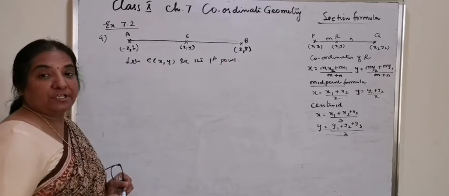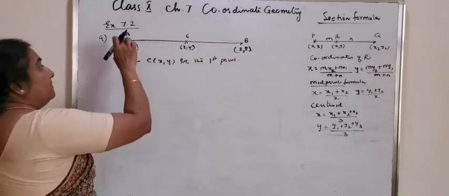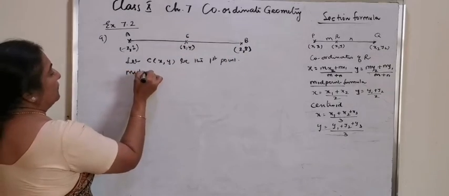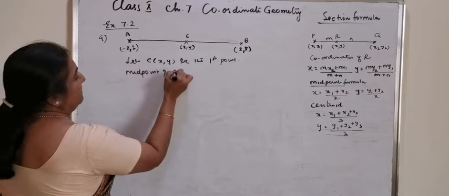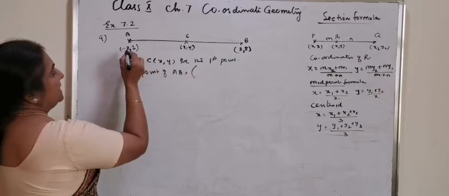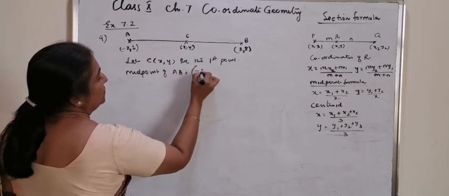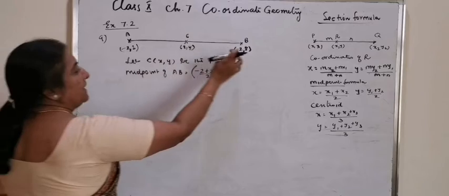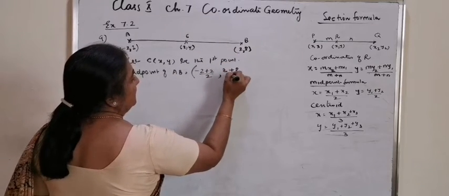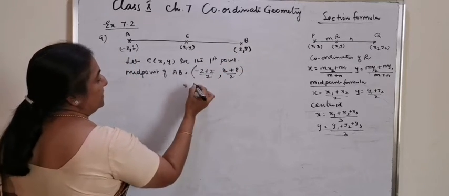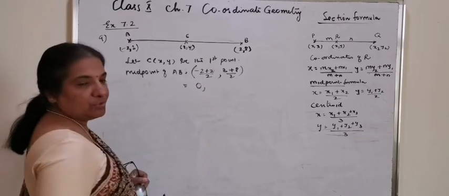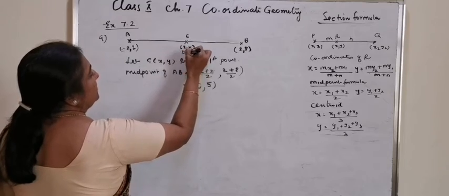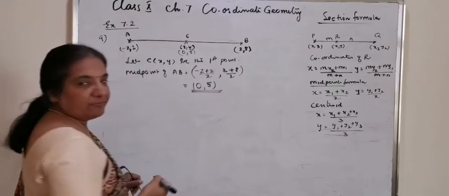How will you get the coordinates of the point C? By the midpoint of line segment AB. Midpoint of AB: the X coordinate is minus 2 plus 2 by 2 and the Y coordinate is 2 plus 8 by 2. Minus 2 plus 2 is 0 by 2 is 0. 8 plus 2 is 10 by 2 is 5. Therefore, the first point is 0, 5.